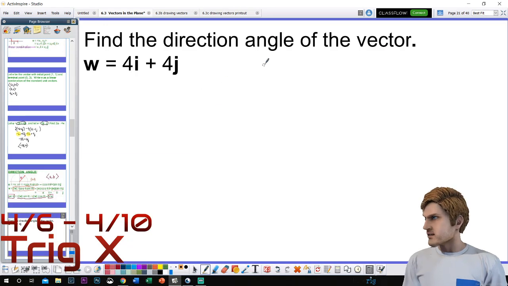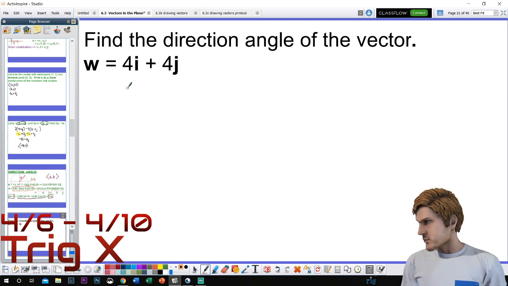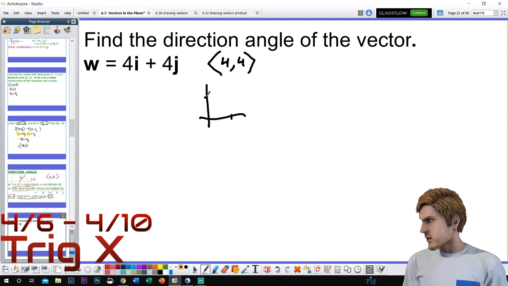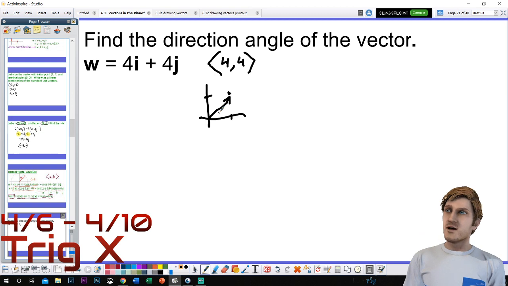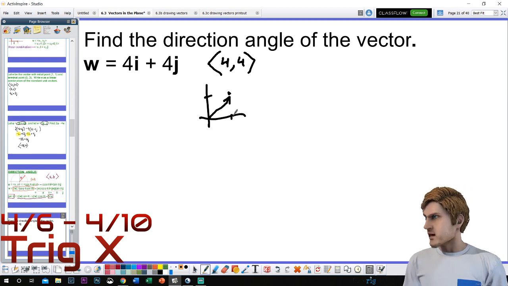So we're going to find the direction angle of this vector. This one's going to be so easy that we don't even need the calculator for it. Here I'll write it for you in component form. If I had to graph this, this would be in quadrant 1 because I'd go across 4 and I'd go up 4. So this vector would look something like that, only straight. Since I'm in quadrant 1, I know that I don't have to worry about any negative values at all, and I know that my answer is going to be between 0 and 90 degrees.